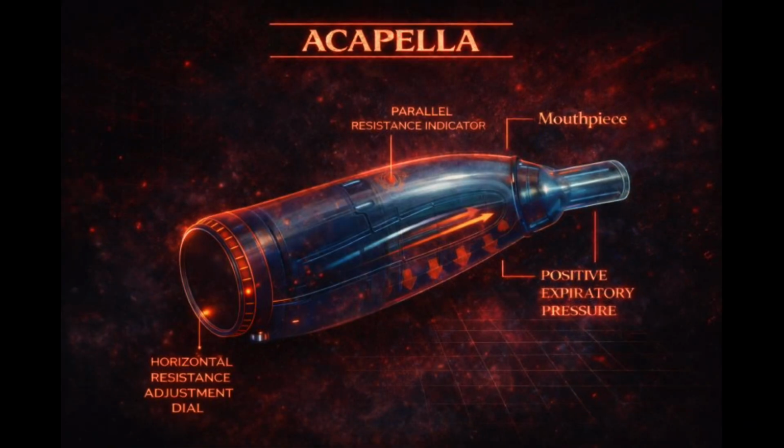Introducing this device. Next, I will be explaining the Acapella positive expiratory pressure device. The Acapella is an airway clearance device that provides resistance during exhalation, creating positive pressure and vibration within the airways. This device helps loosen, mobilize, and move retained secretions toward the larger airways where they can be cleared.